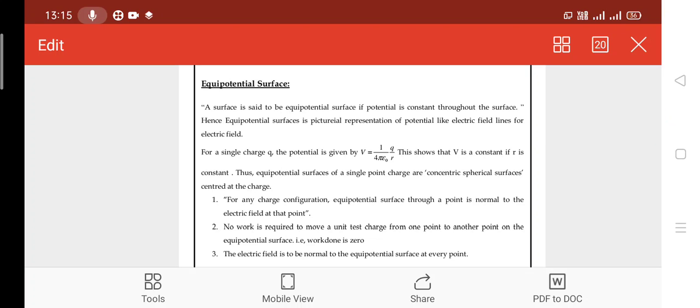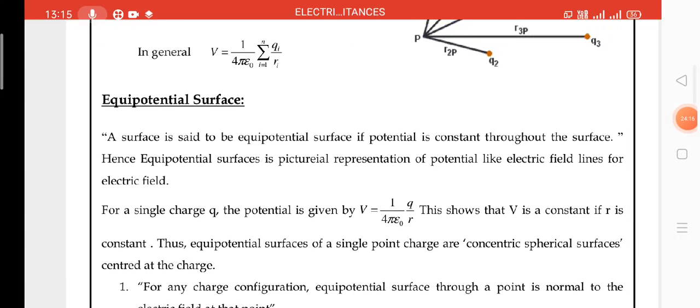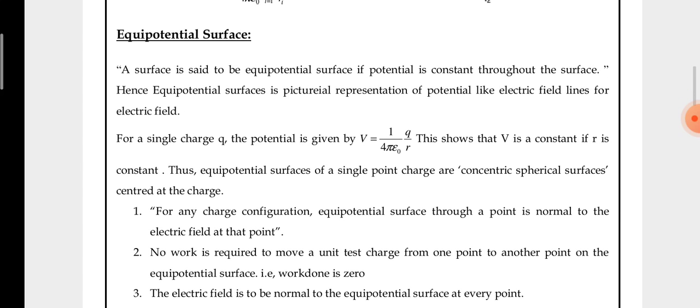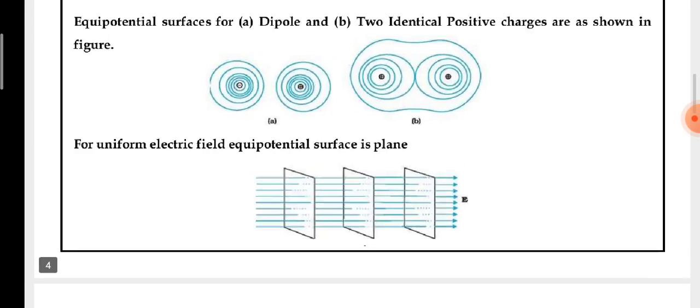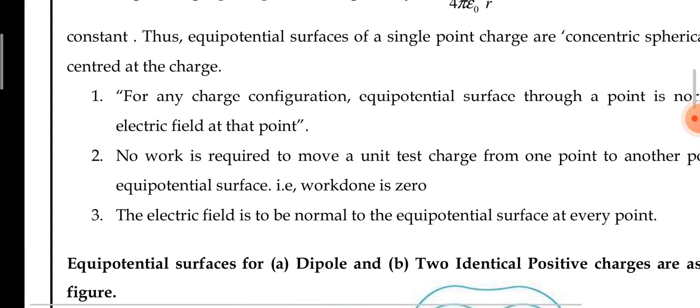I am continuing here with equipotential surfaces. Equipotential surface means you just remember only one thing: the surface on which the electric potential is constant at any point is said to be an equipotential surface. In the case of a single unit charge, the shape of the equipotential surfaces is spherical. In different cases I have given.